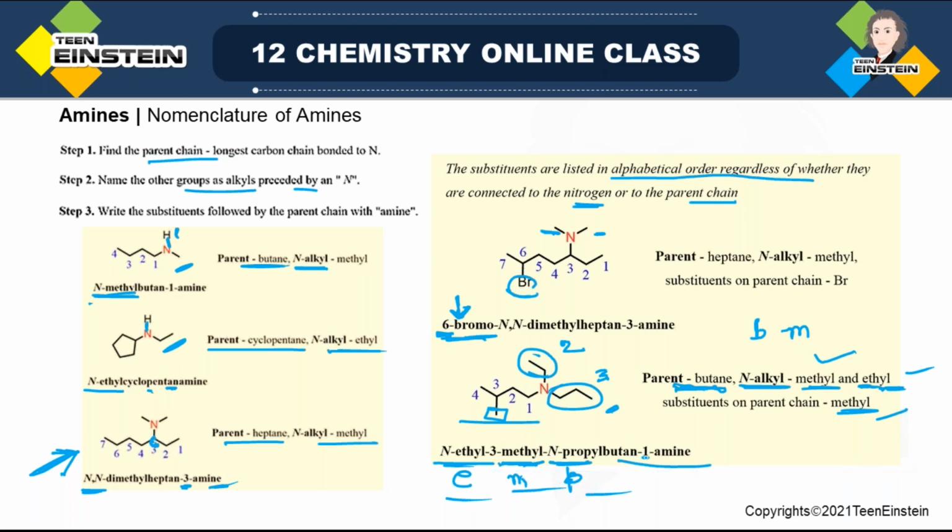So remember this, if you have some substituent present in the parent chain and also substituents on nitrogen, whether it is attached to N or C, regardless of that, you have to always follow the alphabetical order.